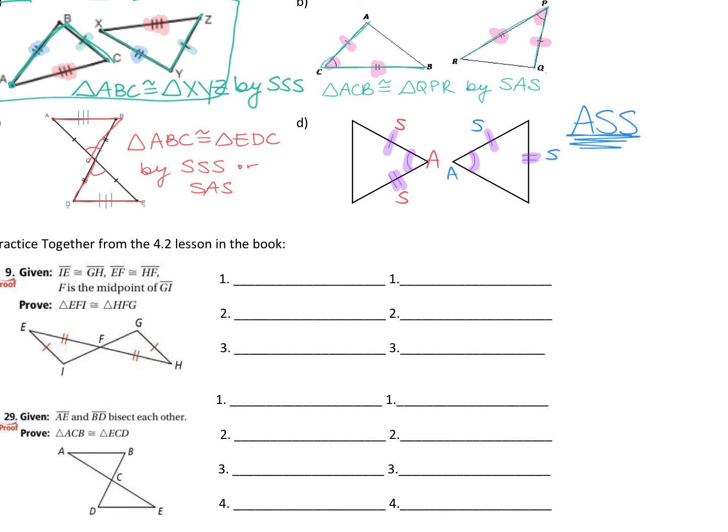Okay? So for this one, we would say there's not enough info. It might be that these are congruent triangles, but based on the information they give us, we don't know it. Okay? Questions on that? Okay.